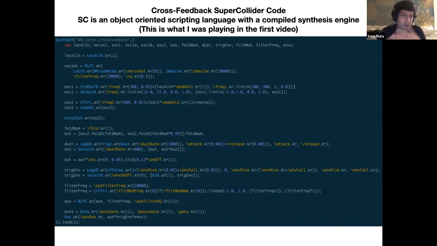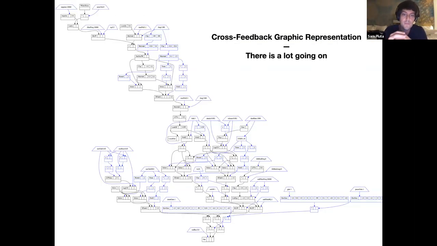So this is what the code looks like. The language itself is a scripting language, but the synthesis engine is compiled. If you find that interesting, so this is the synthesis of that cross feedback. If I were to draw it out in a graph here, this is what it looks like. There's a lot going on basically in this circuit.